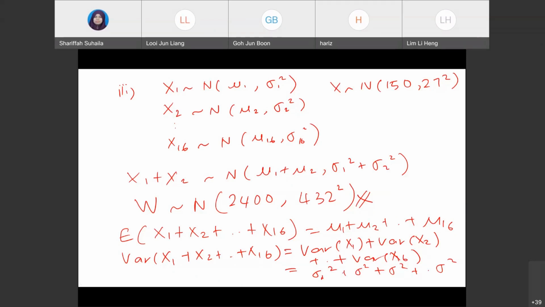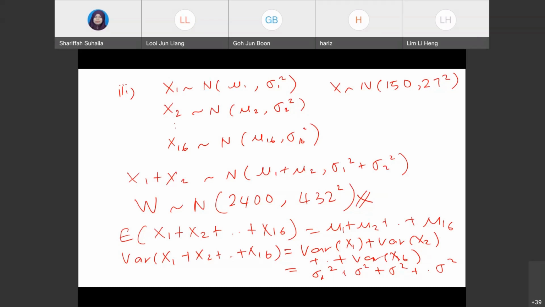Let's say they add another 25 students. The same thing, 150 times 25, you get this value, and for sigma square you have 25 sigma square. So now use this W and we solve question part 3. The weight of the lift passengers exceeds the weight limit. The weight limit is 2,500.